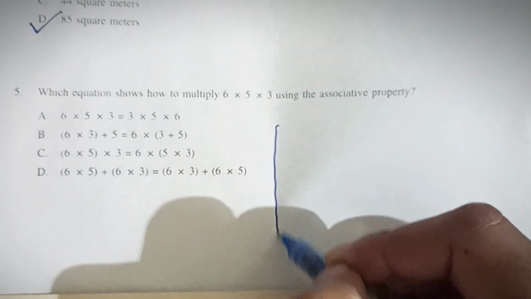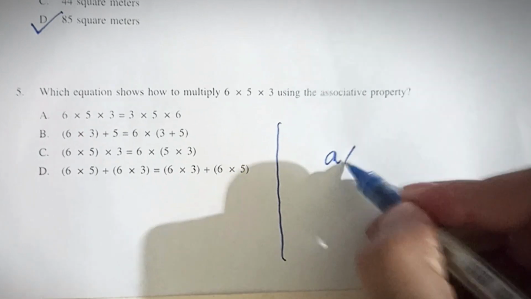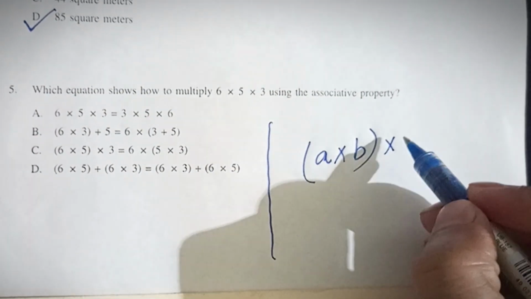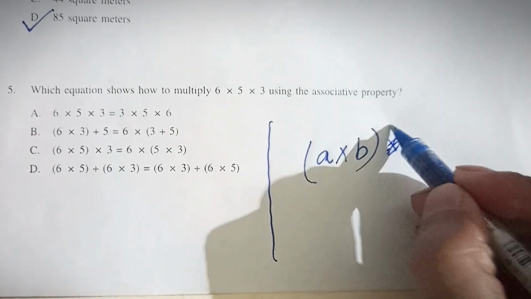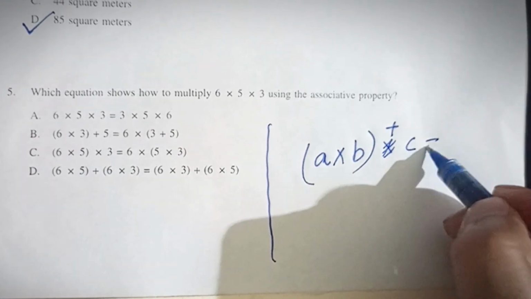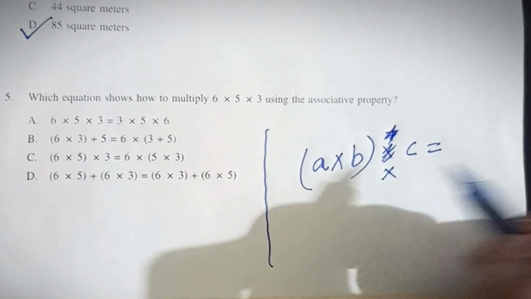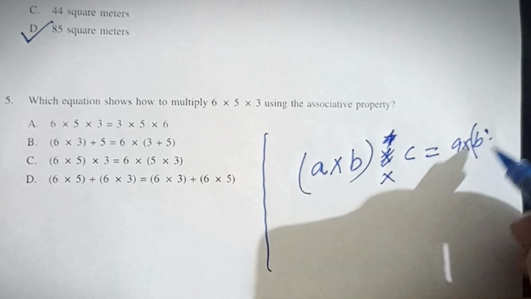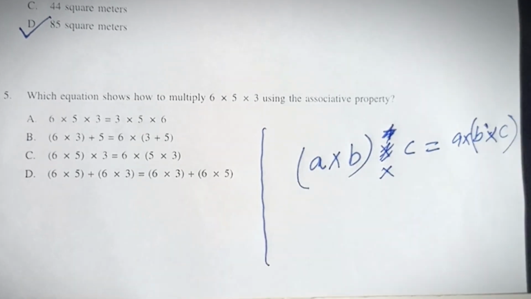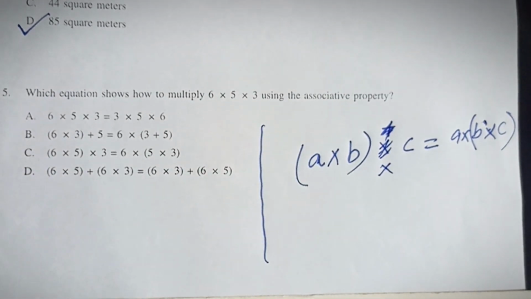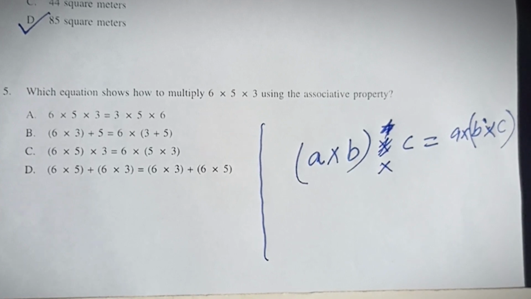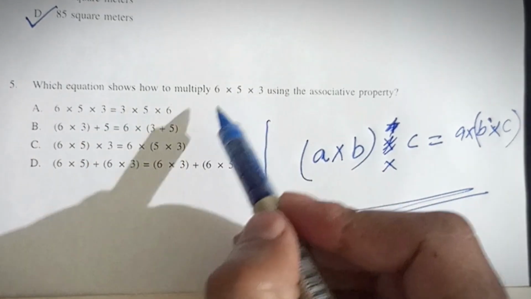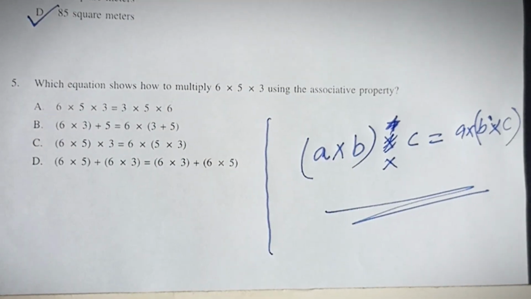Associative property is A multiplied by B, bracket close, multiplied by C, equals A multiplied by B multiplied by C with the brackets around B and C. This is the associative property with respect to multiplication. So according to this property, what is the exact answer of this question?